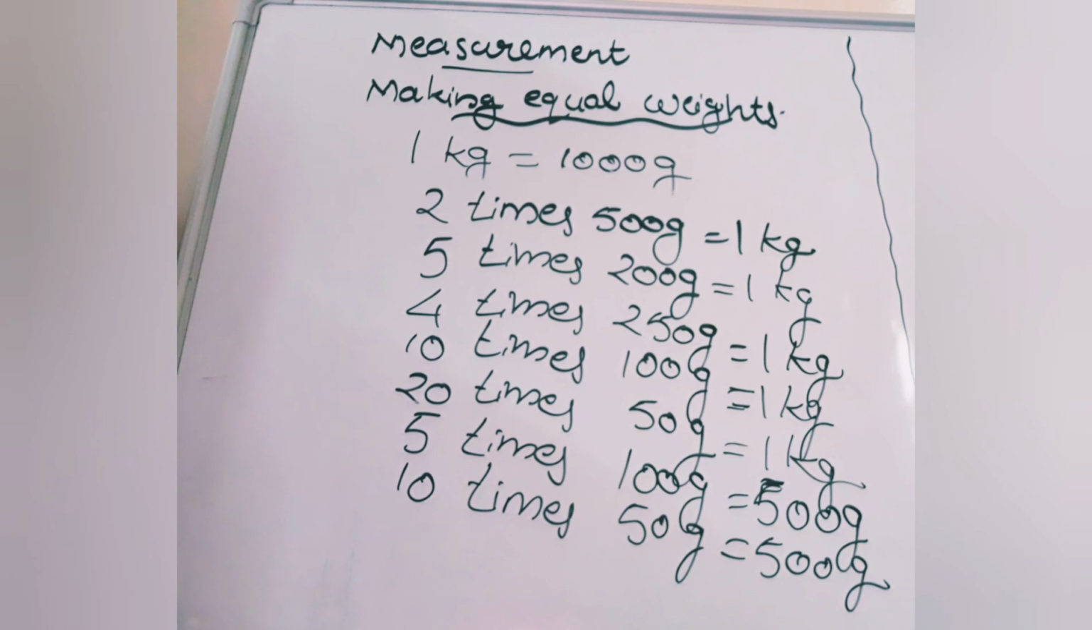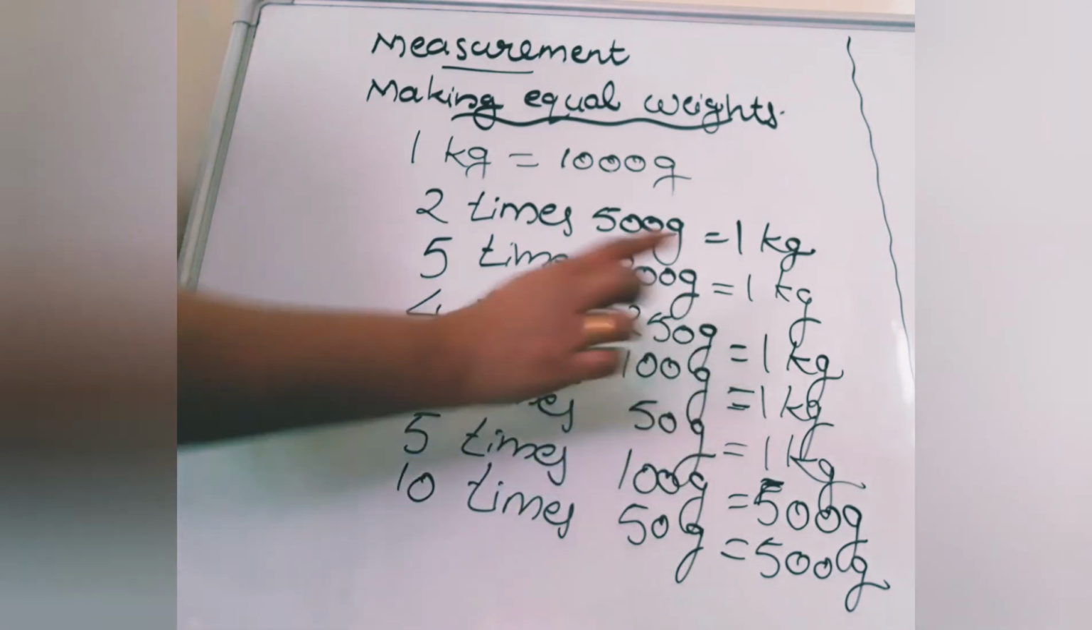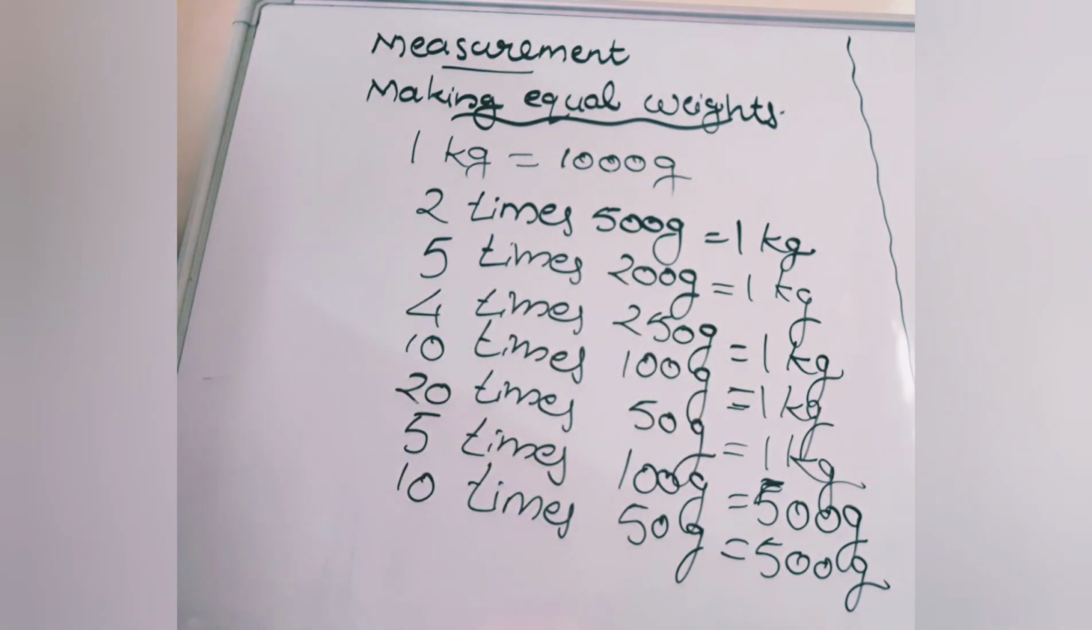This is about how to make equal weight. So suppose, like fill in the blanks: dash 500 gram is equal to 1 kg, so you have to write 2. Then dash 100 gram is equal to 1 kg, so 10 times, or 10 100 grams is equal to 1 kg. Okay, I hope it is clear.